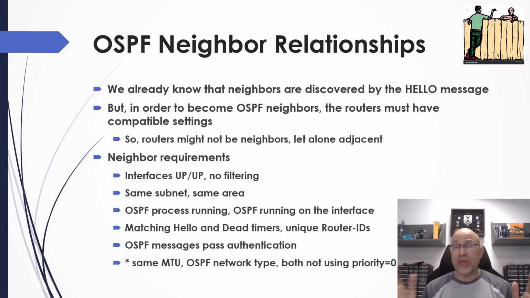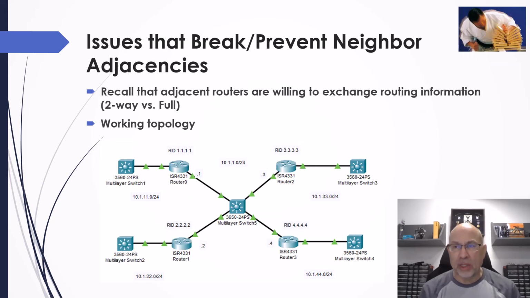Okay, so those are the things that we need for a neighbor relationship. There's a lot of them, right? Some of them are sort of catastrophic losses of neighbor, and some of them are just like, well, this doesn't look good. I'm not sure if I want to be a neighbor with you. This was the topology that we're working with. And so in the demo this week, I'm going to break some things.